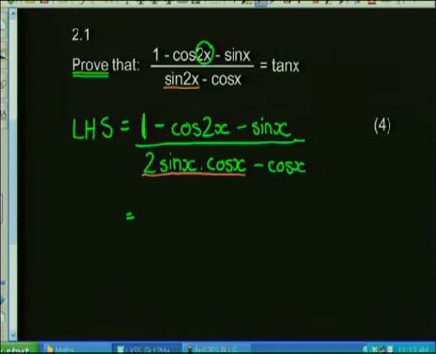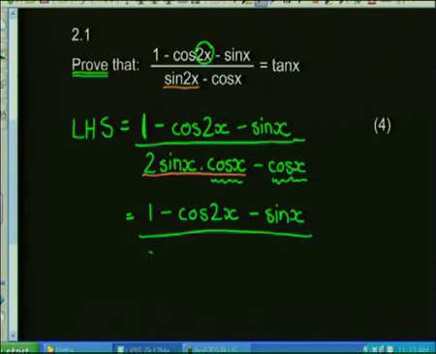However, in our denominator, we see that we have a common factor. I'm going to begin by working with my denominator and taking out the common factor there, and let's see what that simplifies to. So we take out our cos x as our highest common factor, and we would be left with 2 sine x minus 1.